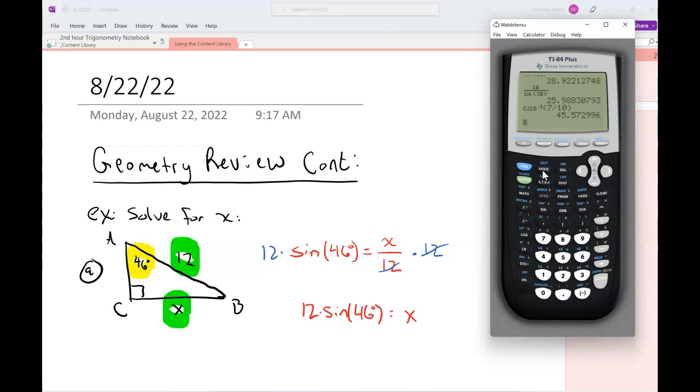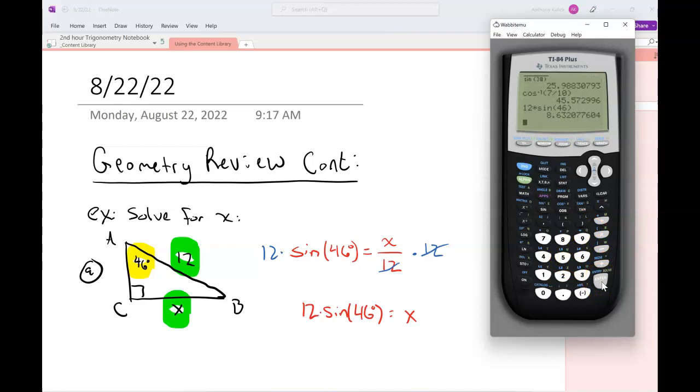All right. So to type this into my calculator, I'll just type 12. I'll type my times symbol. The sine button is right here, kind of 2 buttons up from the 7. And then I'll type the 46 and close my parenthesis and press enter.